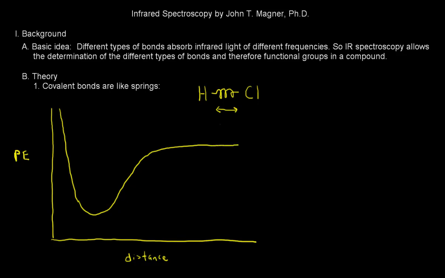And so out here, the two atoms are very far apart. They're no longer bonded, and so they have the potential energies of the individual atoms. As the bond forms, there's a decline in the potential energy until it reaches a minimum. And this minimum right here is the ideal distance, the lowest energy distance between the two bonded atoms. So this is the distance where the two bonded atoms are most stable.